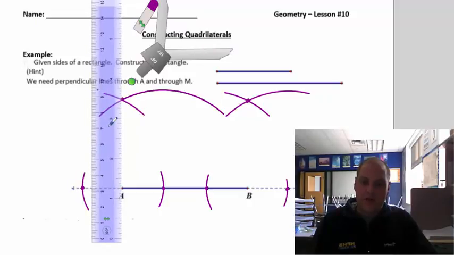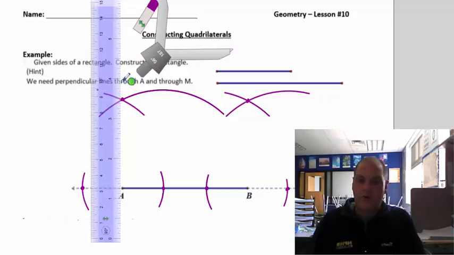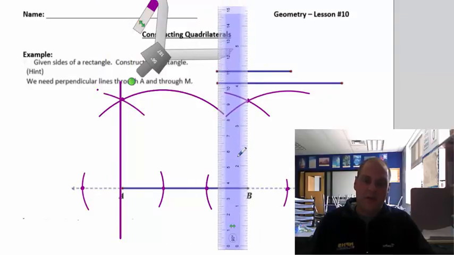We're going to connect A with our point that we made. All right, and then connect B with our point that we made. Okay, so there's our perpendicular.